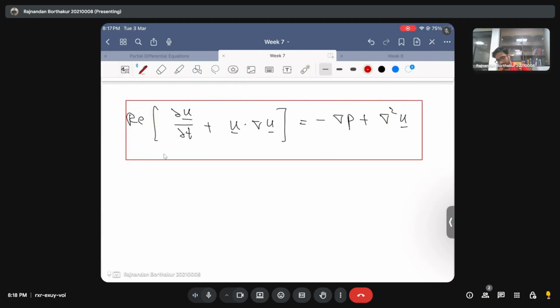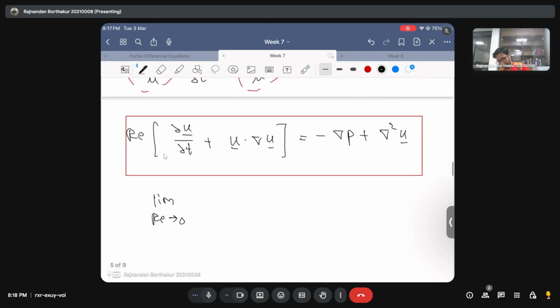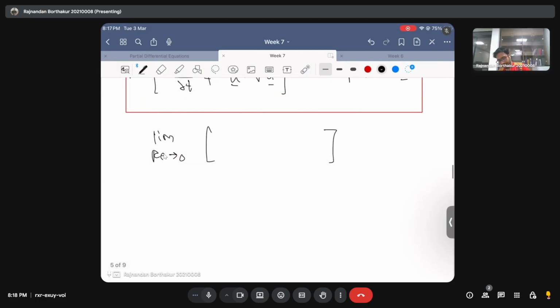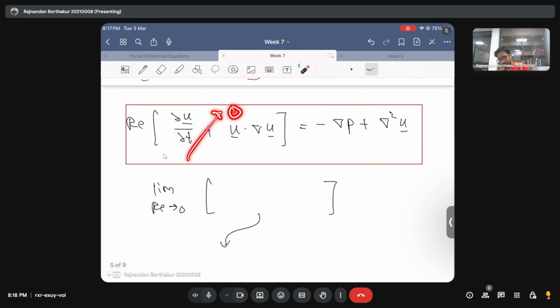So now it becomes very easy. What I will now do is take the limit Reynolds number tending to 0 in this entire equation, which you can bring here. If you do this, what you will simply get is that this term will just drop out, and you will have just this equation, right?